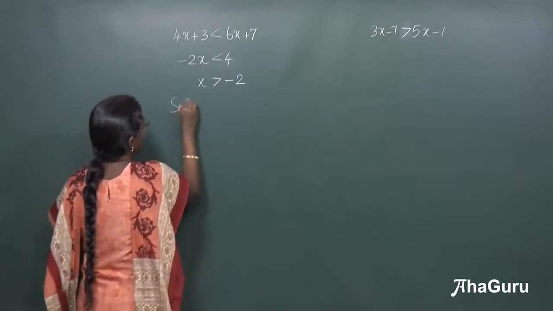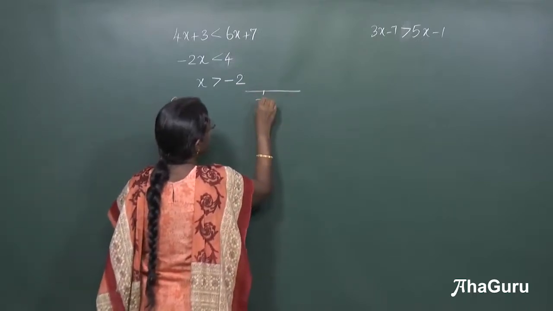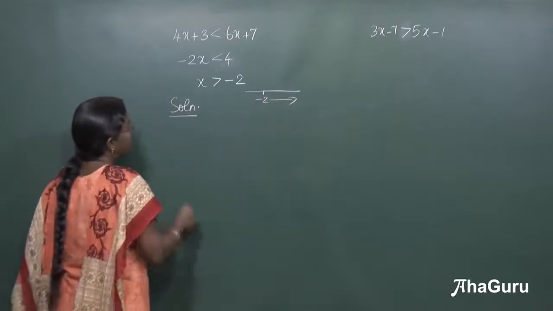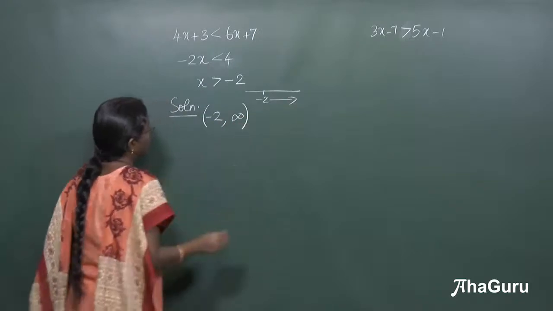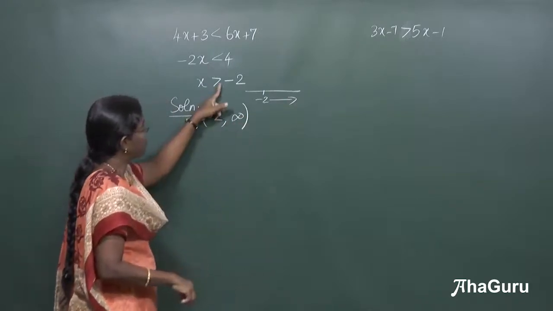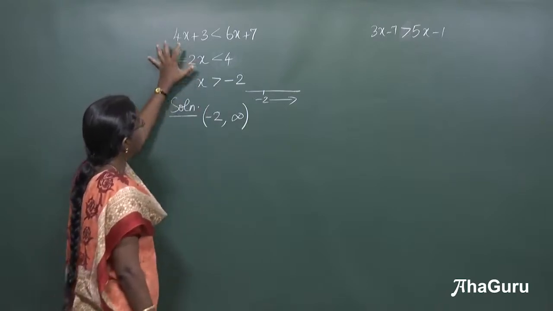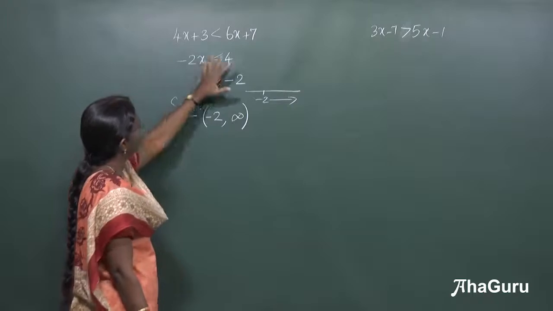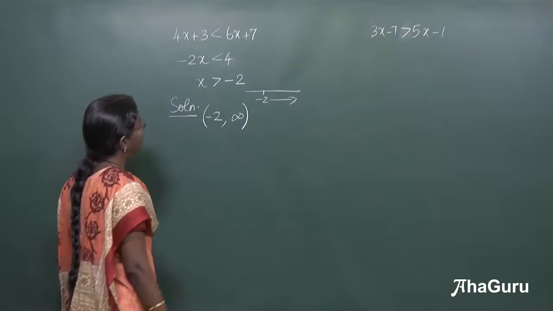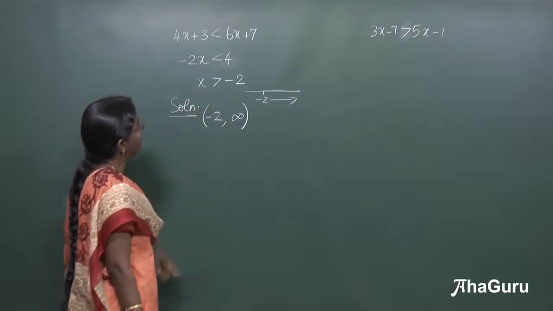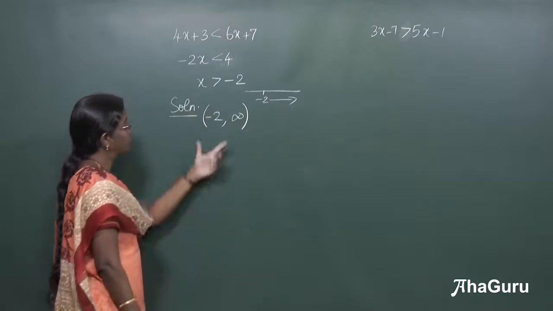So, the solution here: on the real line, if minus 2 is here, x is greater than minus 2. The solution now will become the interval minus 2 to infinity. It is an open interval because minus 2 is not included, it is a strict inequality. So, carefully take x terms to one side, constants to the other side, and find the inequality pertaining to the variable x alone. Here we get x is greater than minus 2, or the solution will be the open interval from minus 2 to infinity.